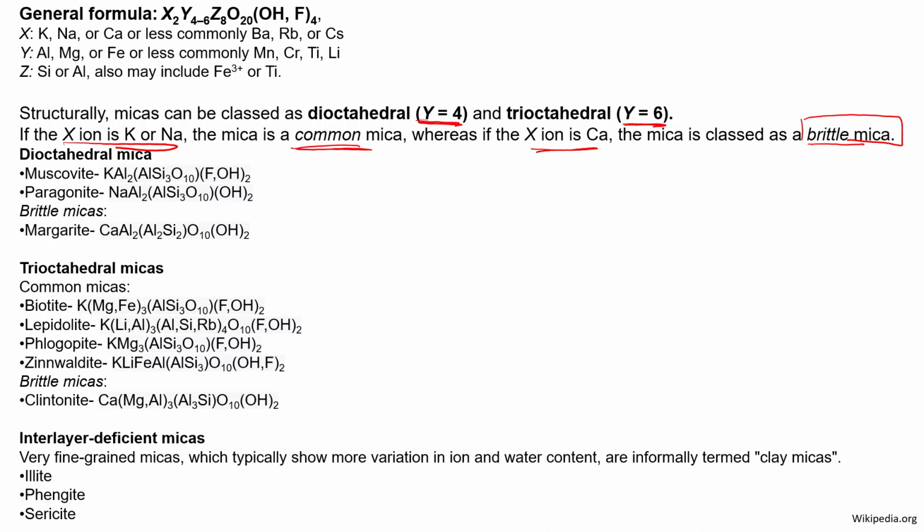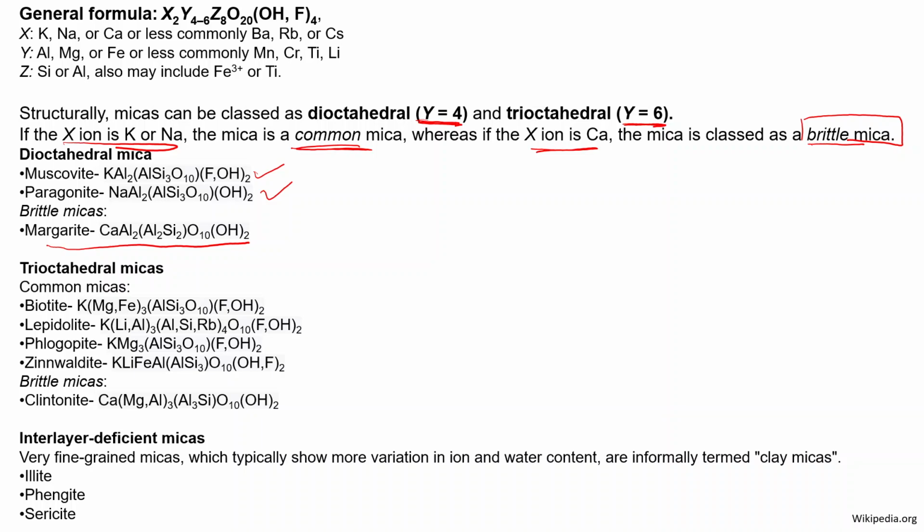For the dioctahedral micas, the best and most common example is muscovite, then paragonite, and the brittle mica, margarite. Again, you get three names for the prelim multiple choice questions. If it is asked which of the following is not a dioctahedral mica, and you get these three names, muscovite, paragonite, and margarite, then the fourth one, which is not there, will be the correct answer.